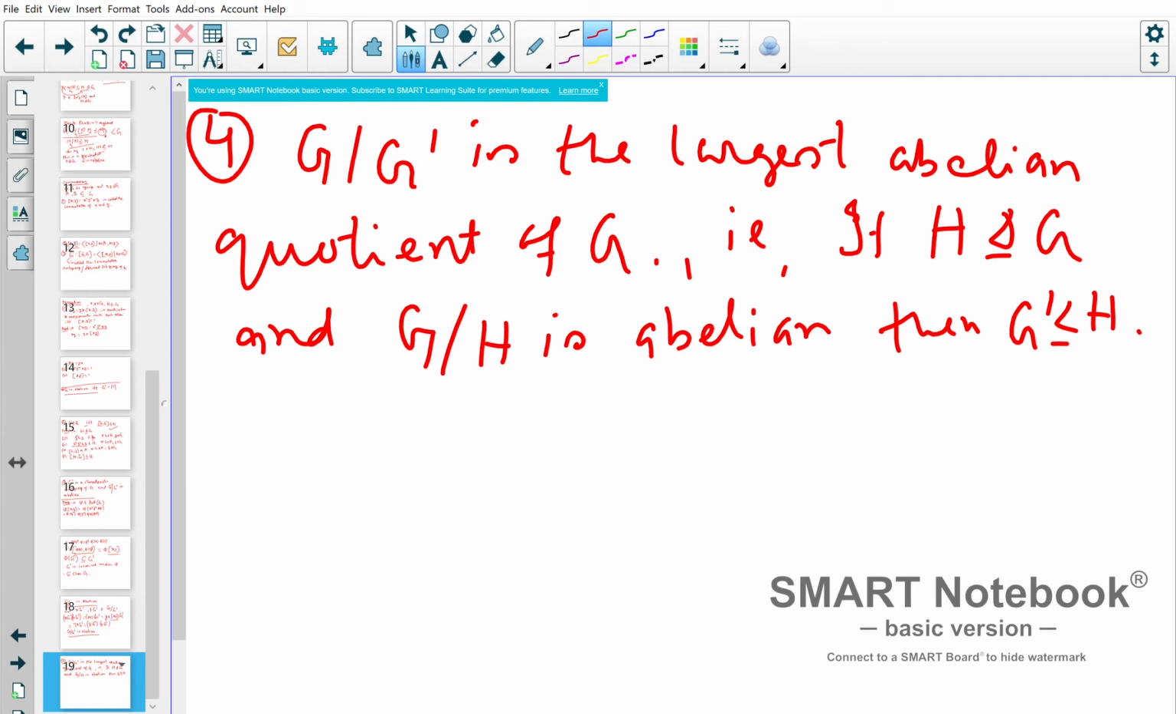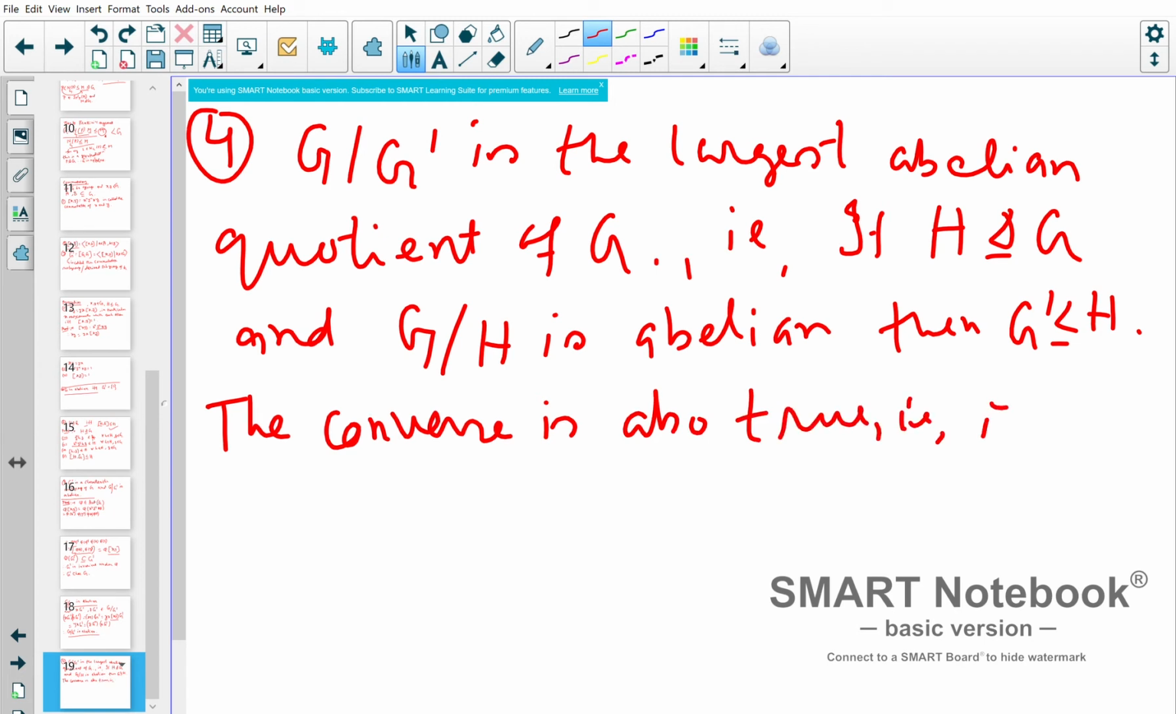And also, conversely, the converse is also true. So what does that mean? That means that if H is a normal subgroup of G and G mod H is abelian, then G dash is inside H.